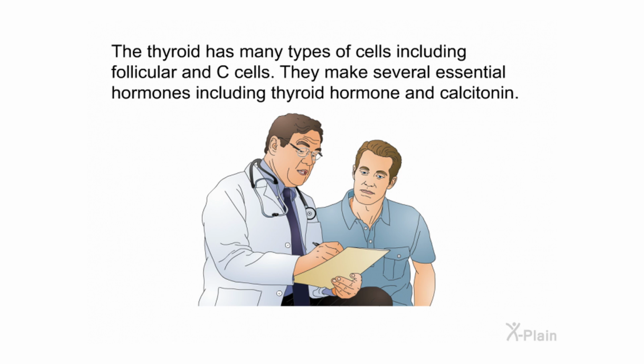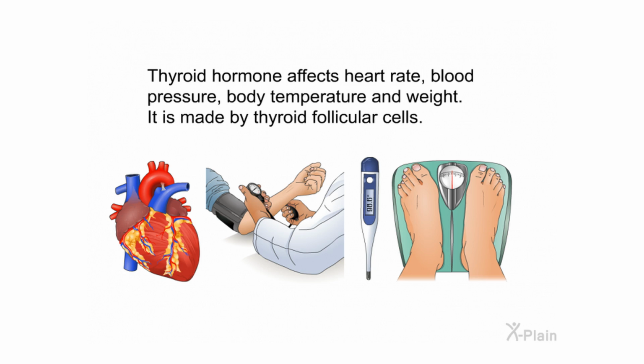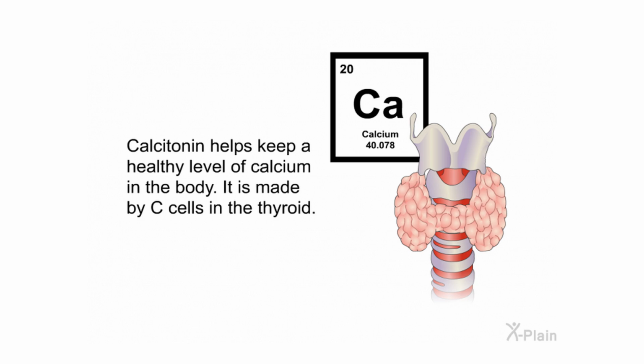The thyroid has many types of cells, including follicular and C cells. They make several essential hormones, including thyroid hormone and calcitonin. Thyroid hormone affects heart rate, blood pressure, body temperature, and weight. It is made by thyroid follicular cells. Calcitonin helps keep a healthy level of calcium in the body. It is made by C cells in the thyroid.